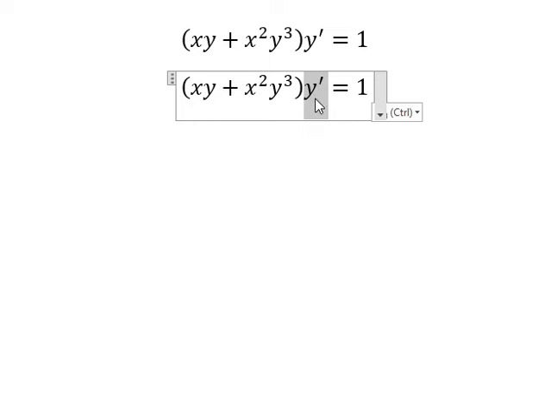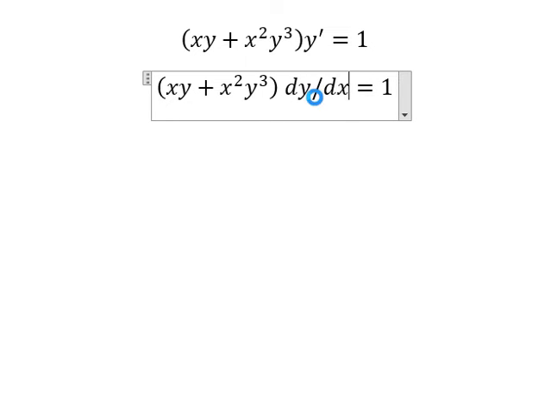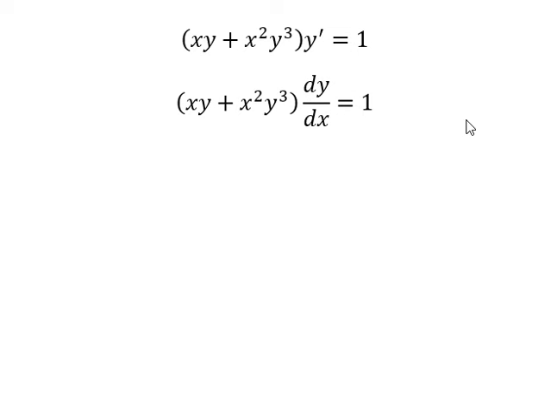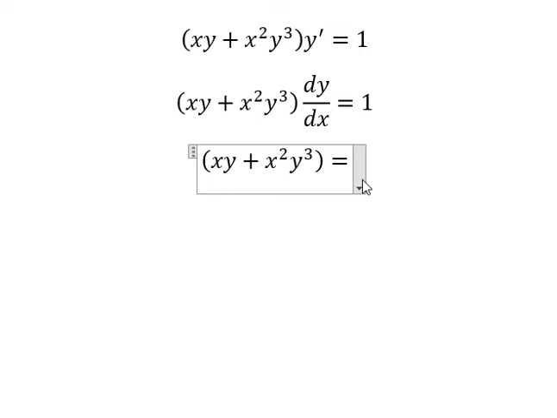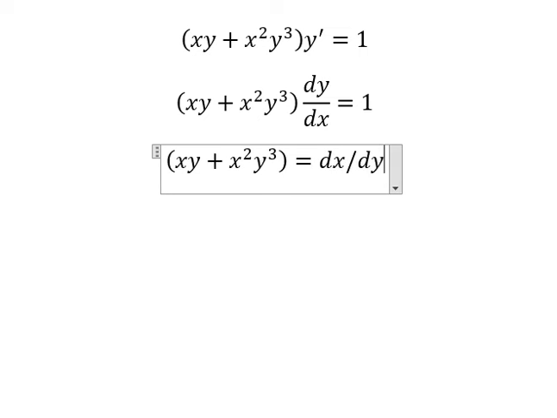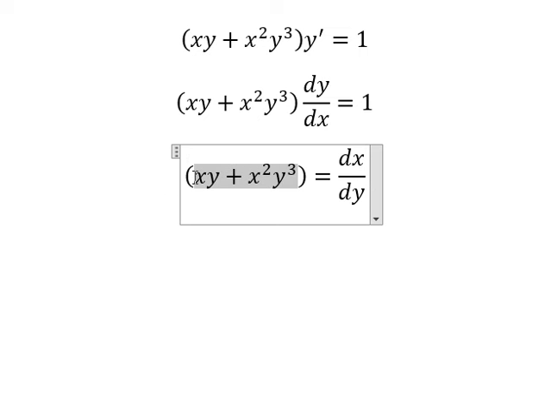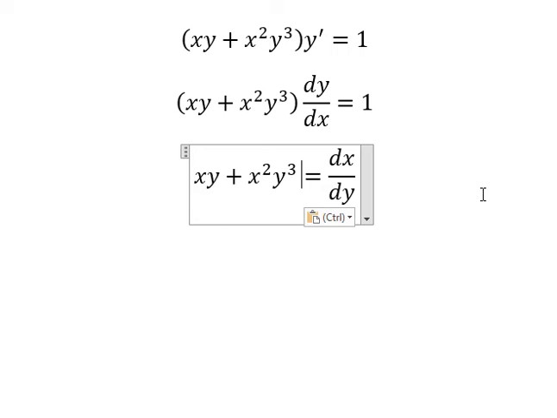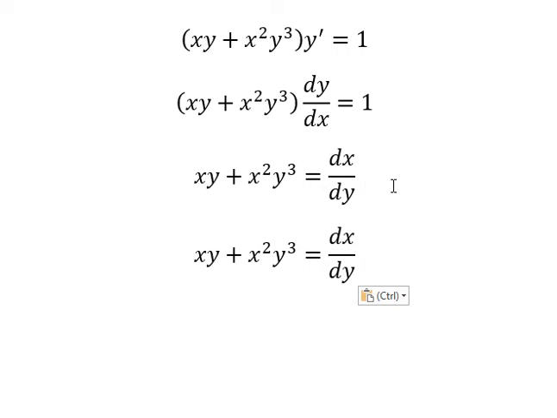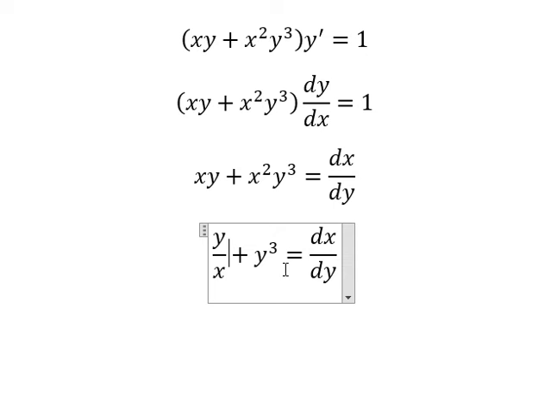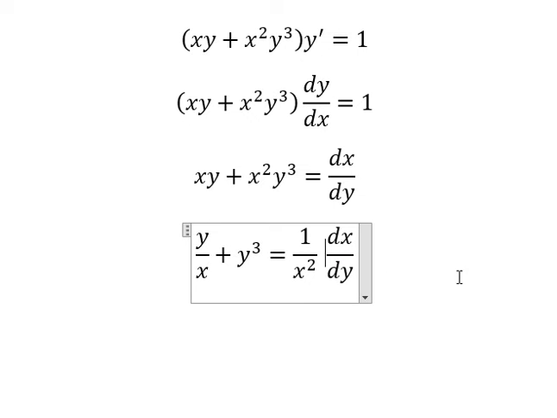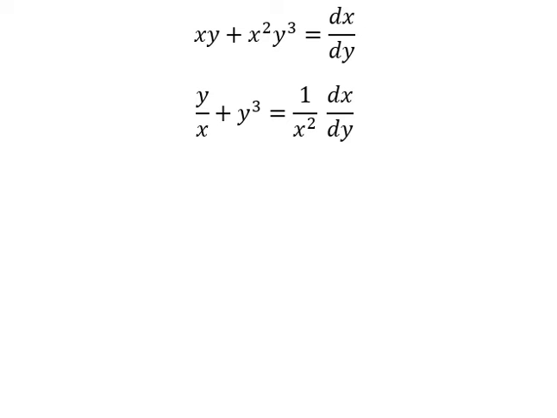This one we need to change into dy over dx. Next, I will put this one in here. You got dx over dy. Now we need to open parentheses. Next, we divide both sides by s squared. Now, we can apply Bernoulli equations.